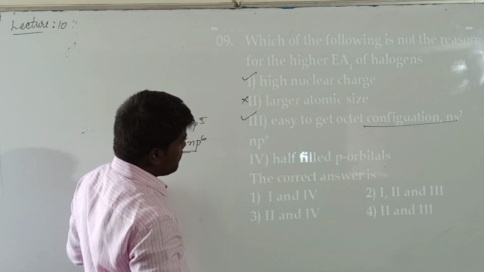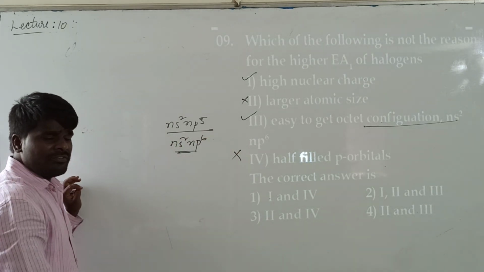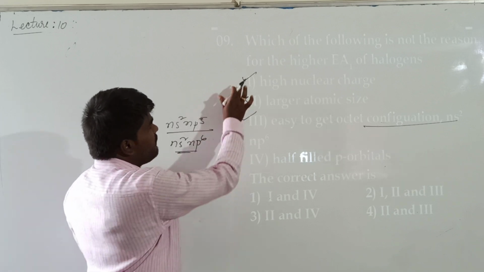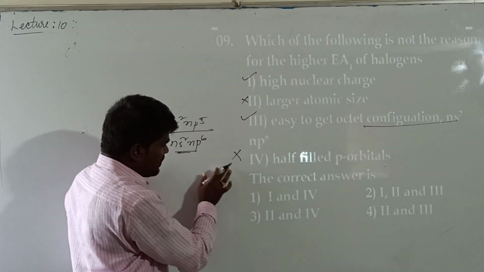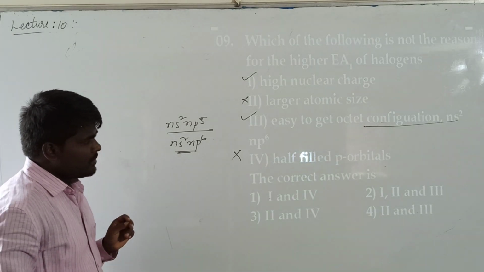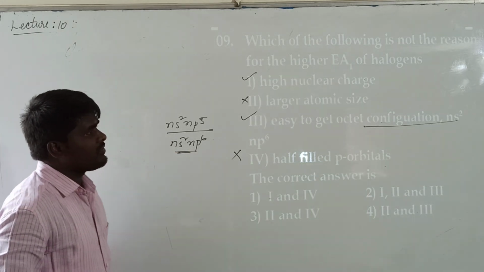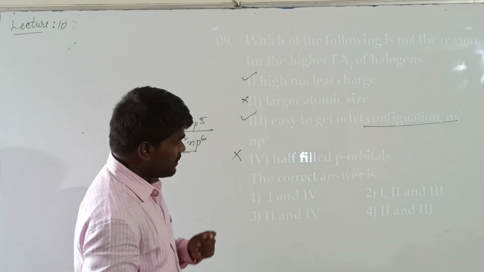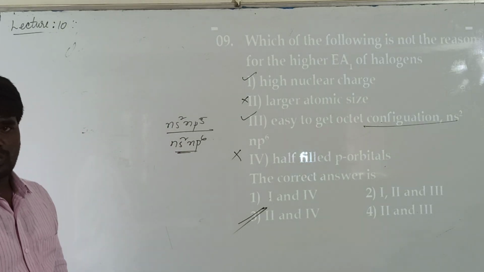And the fourth statement, about incompletely filled orbitals, is actually the wrong statement. So the first and third statements are true, the second and fourth statements are wrong. He is asking which of the following are not the reason, so he is asking for the incorrect ones. So which are incorrect? Second and fourth are incorrect. Hope it is clear.